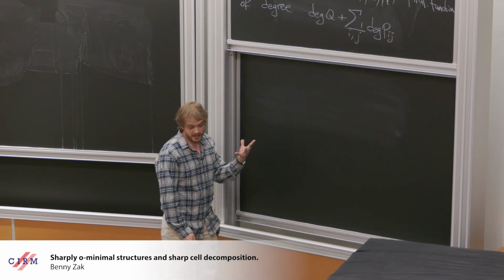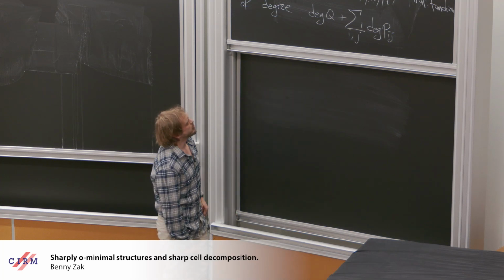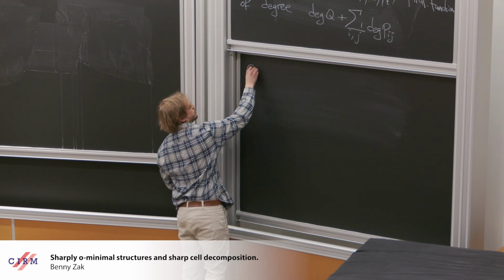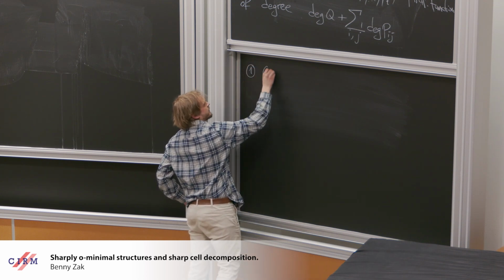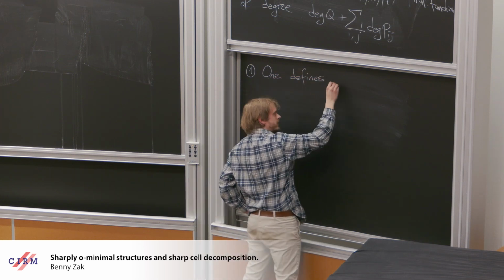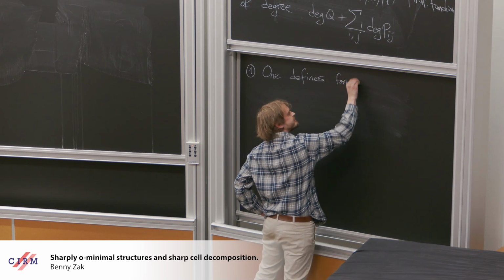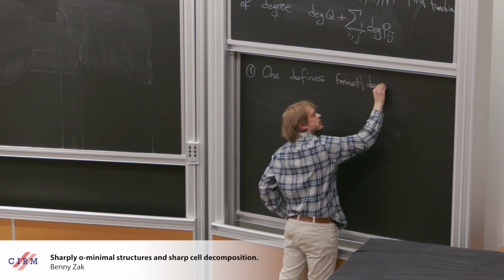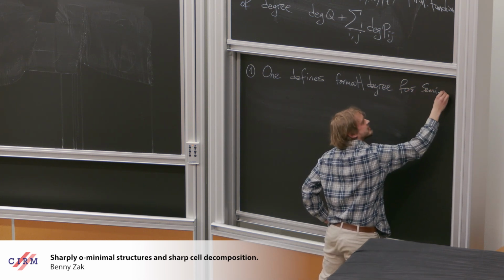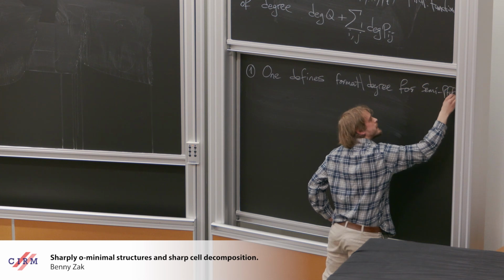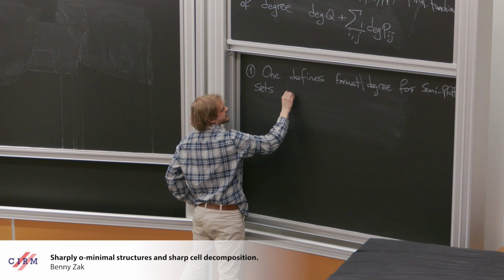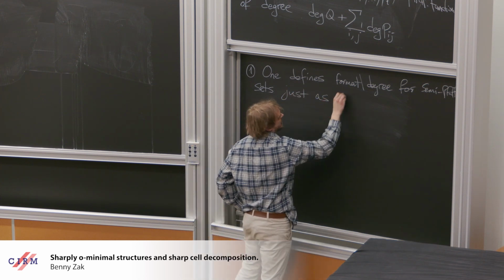You start with something algebraic, then you have a notion of complexity, and now, the first thing you do is that one defines format and degree for semi-Pfaffian sets. I will explain in a moment. For semi-Pfaffian sets, just as before, just as for our algebraic sets.